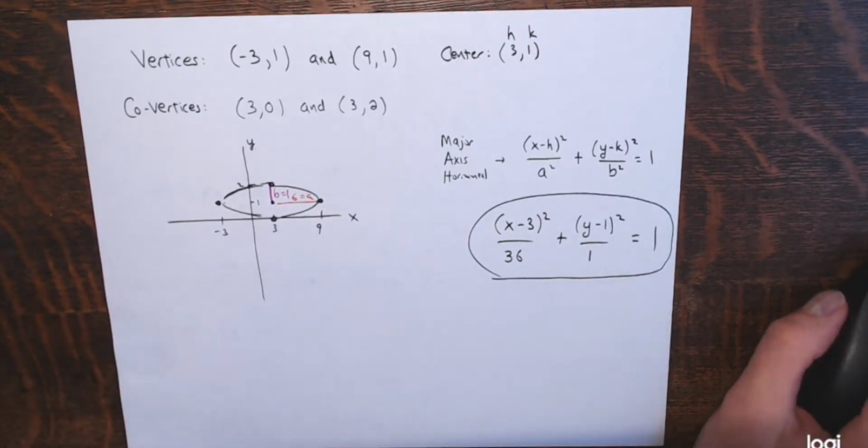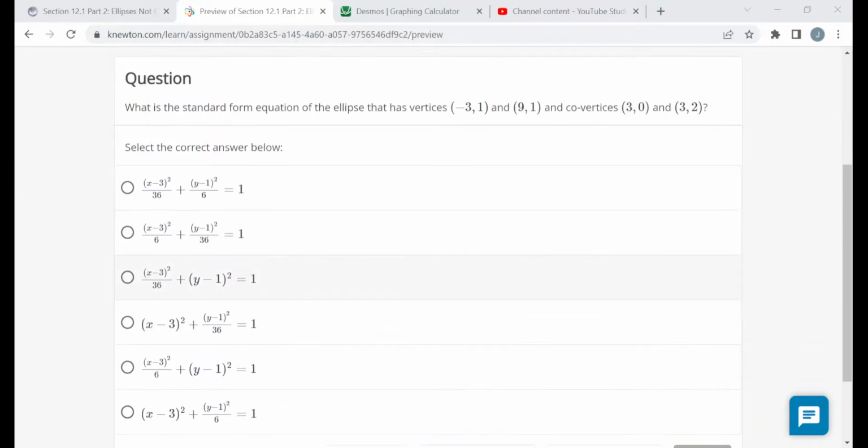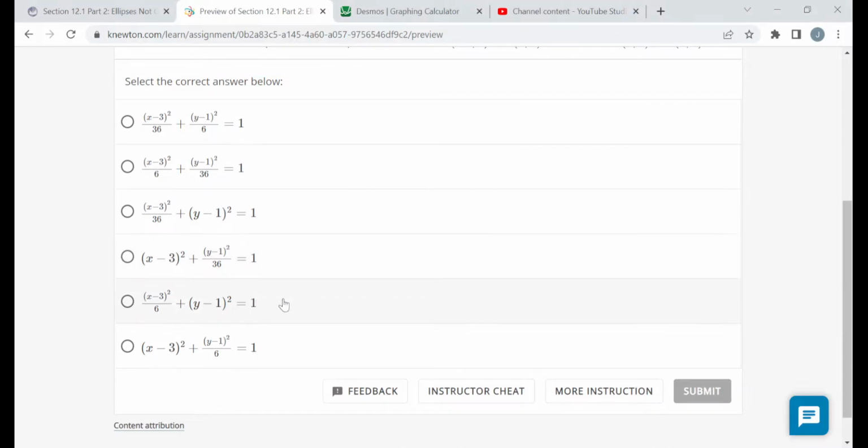You can look at a graph if you want, just to make sure. Go to Desmos or something. Looking through these, the only one that matches is this third one: x minus 3 squared over 36, that was 6 squared, plus y minus 1 squared over 1 equals 1. Great.